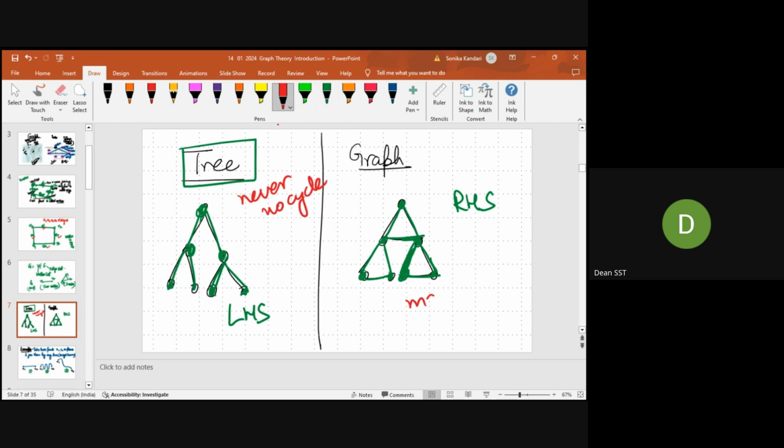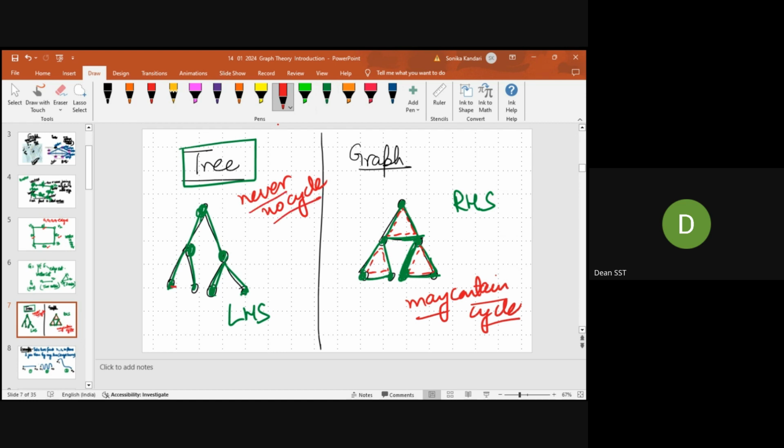A graph may contain a cycle. See here. This is a cycle. This is a cycle. This is a cycle. Fine. Is it clear? So a graph may contain a cycle, whereas a tree will have no cycle.